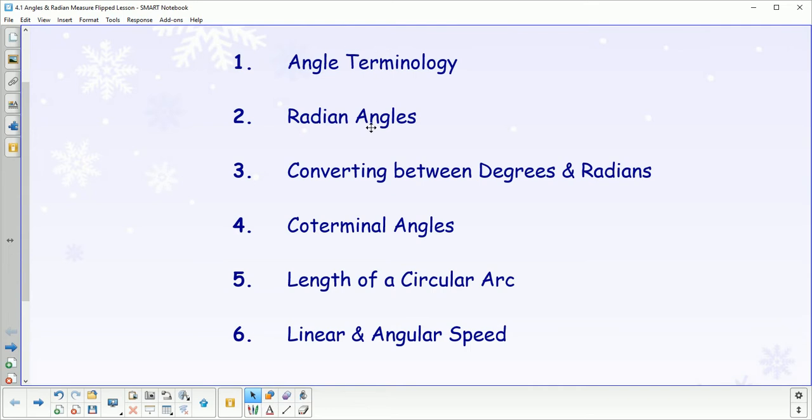So we'll go over some terms you've seen before, radian angles and what that means, and then we'll talk about how to convert between degrees and radians. And then the last two will be formulas, and coterminal angles are pretty easy as well. So it's all pretty straightforward. It's just going to be some notes and writing down for you guys.